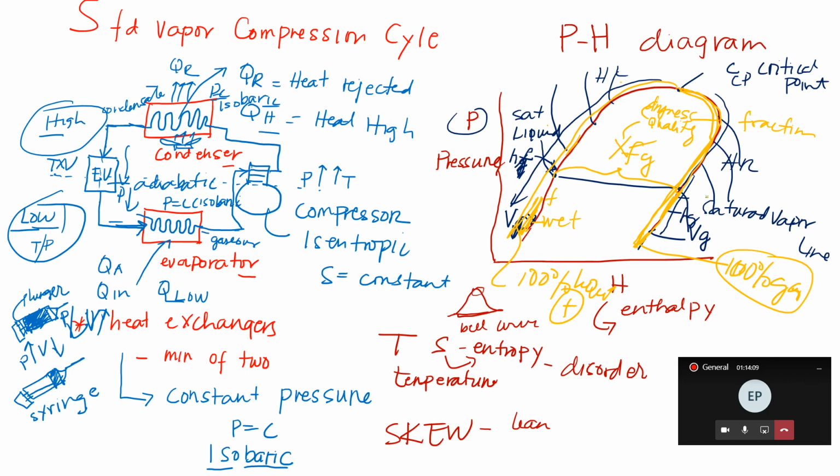Kapag tumaas pa siya sa saturated, tumaas ang property, di ba? Anong region yan? Region of superheat. Kaya tinawag na superheat dahil mas mataas siya sa saturated. Okay? Now, ano ang kinalaman ng ating drawing doon sa pH diagram?